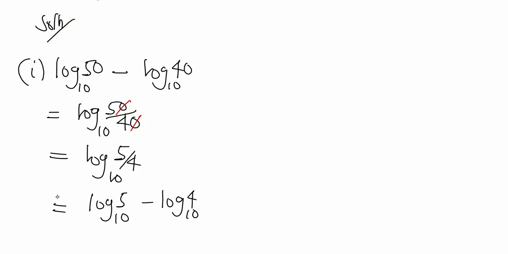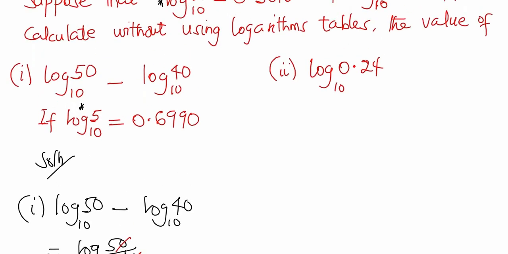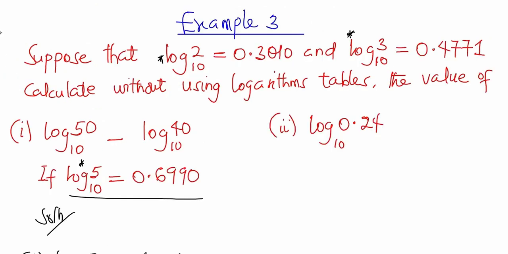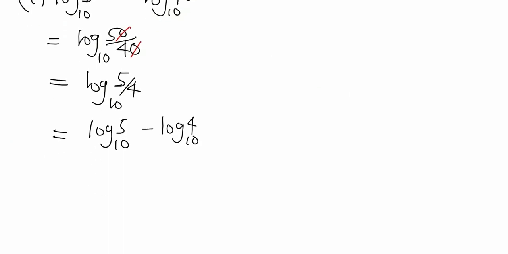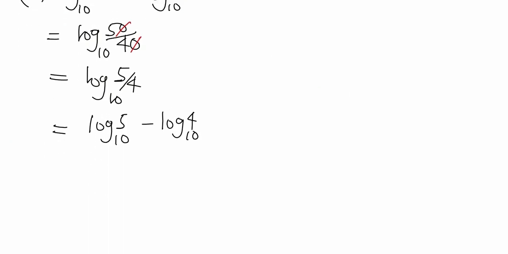Now remember that in the question we're given the values of log 5 base 10, log 2 base 10 and log 3 base 10. So in any case, we can see that there is log 5 base 10, but there's no log 2 base 10 or log 3 base 10. So it means that we have to simplify log 4 base 10 so that we get log 2 base 10 or log 3 base 10 in it. Then we do the necessary substitution.